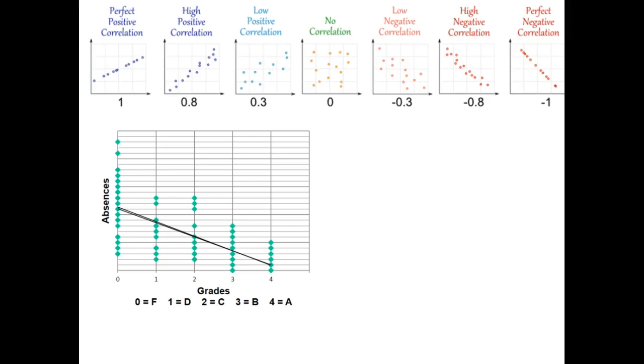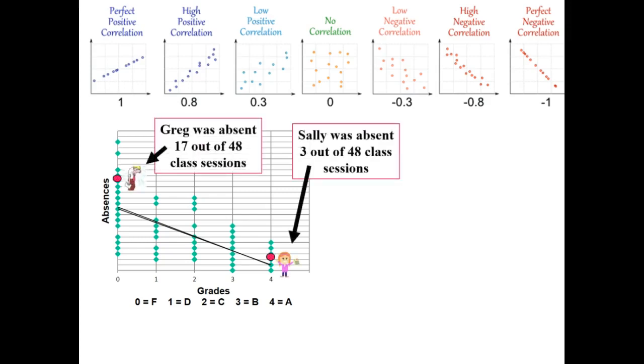For example, Greg was absent 17 out of 48 class sessions and earned an F, while Sally was absent only 3 out of 48 class sessions and earned an A. The correlation for these data is negative 0.688, which is a moderately high correlation.